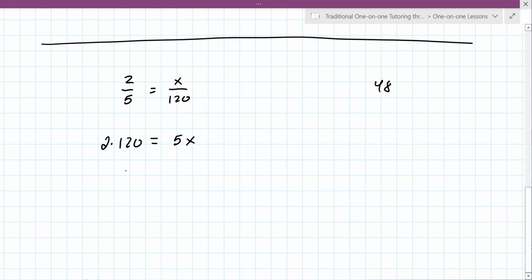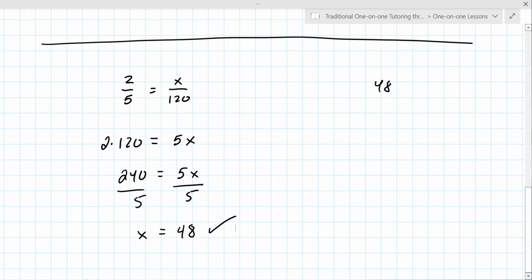5 times x, so 2 times 120 is 240 equals 5x. Divide both sides by 5. X equals 48. Excellent. Did you do that with a calculator or on your own? On my own. Great.